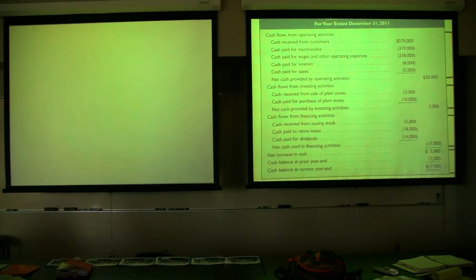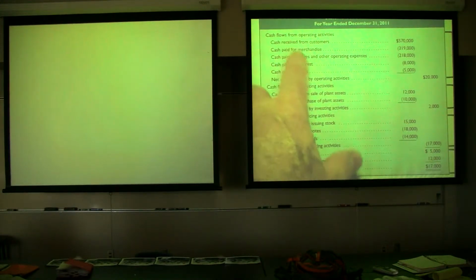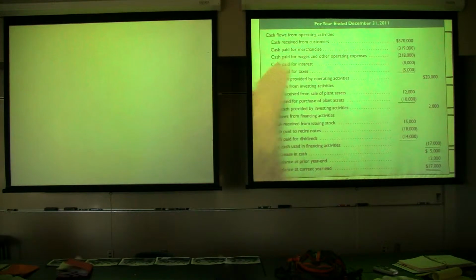Financing activities, now this is when you sell stock or reacquire treasury stock. This is where you borrow money or pay off debt. Now the principal will show up down here as a financing activity. Interest, which is on the income statement, shows up as an operating activity, okay?